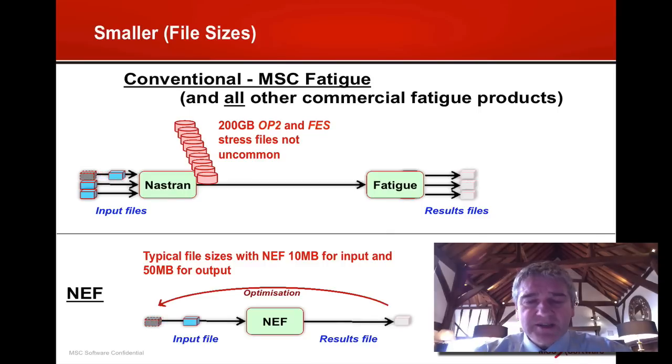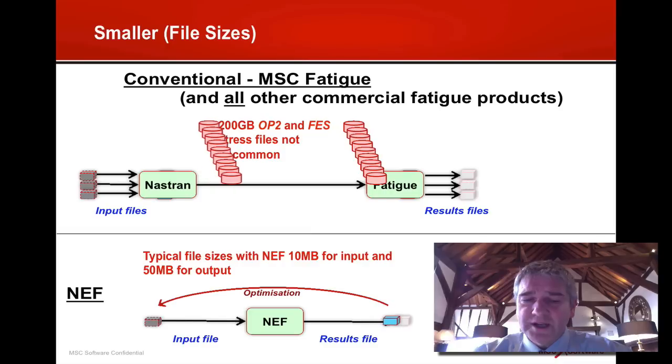We don't need these intermediate files to be stored and to be transferred, and sometimes these files can be very significant in size. 200 gigabytes in size is not unknown. Moving those files then becomes very awkward and difficult. With Nastran Embedded Fatigue, with a solver embedded approach, you don't need those files. All you need is a single bulk data file input file, an ASCII input file. Of course, that's just a few megabytes in size.